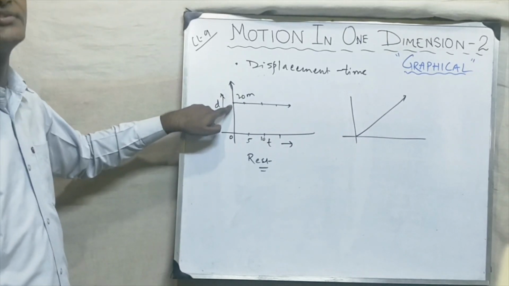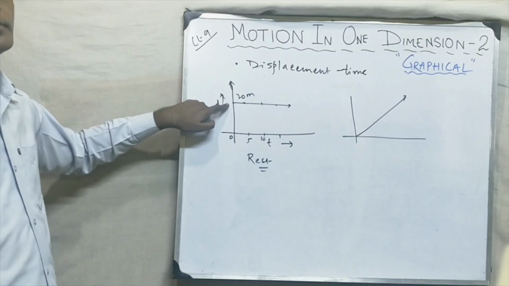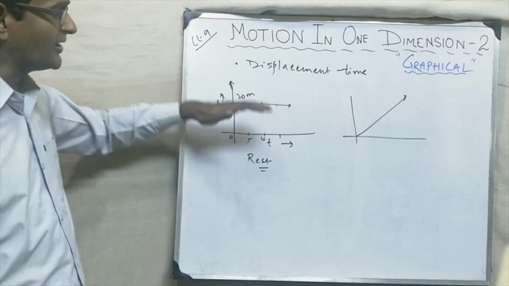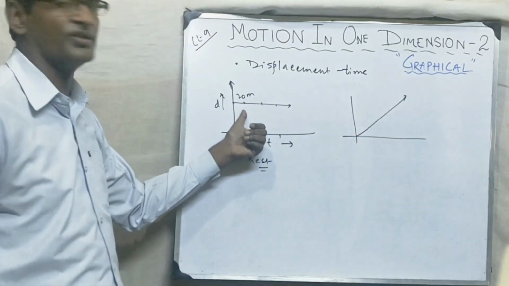But where is the body at rest? At a distance of 20 meter from the initial position. The body has moved 20 meter and stopped. This is the representation of this graph.